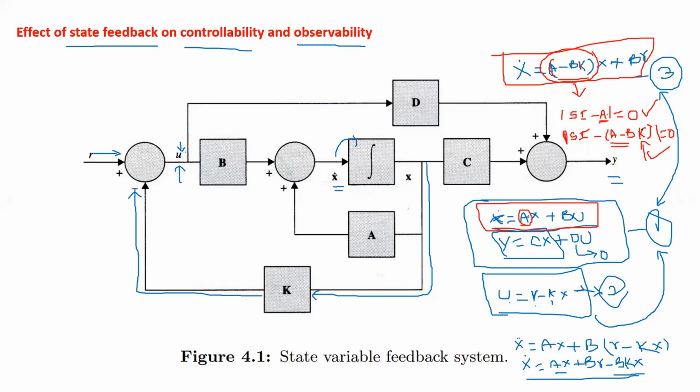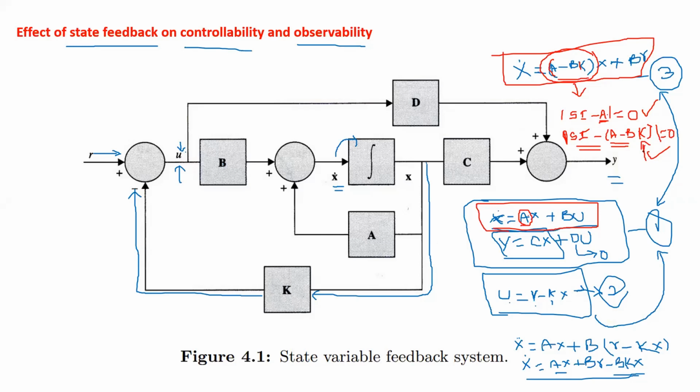Suppose I take K equal to 0, then I will get A minus B into 0. Therefore, I will get the same equation. Both the equations are the same. If I take K equal to some values based on these matrices, 1, 0 or 0, whatever it is, then automatically the system poles can be located either on the right side or the left side.